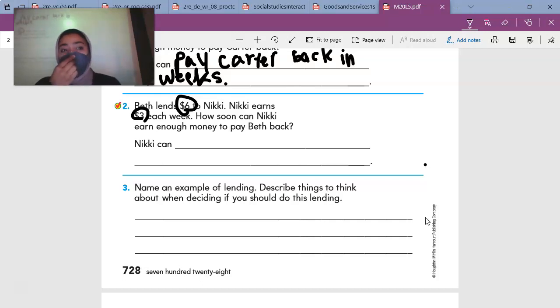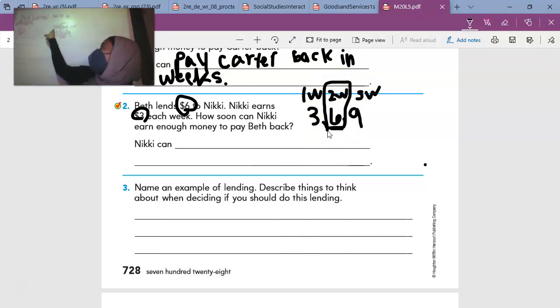She earns $3 each week, so let's see. She gets $3, that's week 1. 6, that's week 2. 9, that's week 3. So this is 1 week, 2 weeks, 3 weeks. How long will it take to pay $6? Guys, look at the board. 1 week, $3. 2 weeks, $6. You're counting by threes: 3, 6, 9, 12, 15, 18, 21, 24, 27, 30, and we're done.